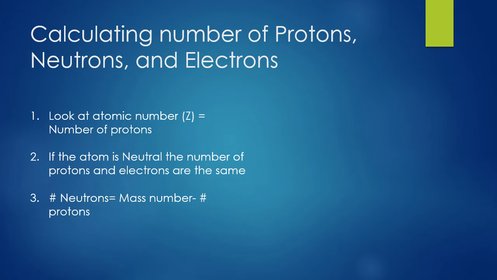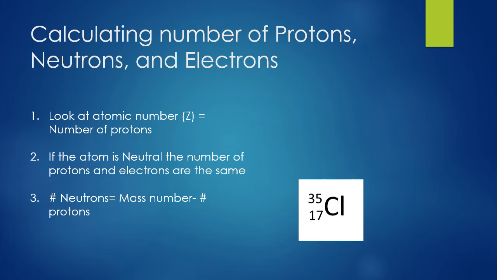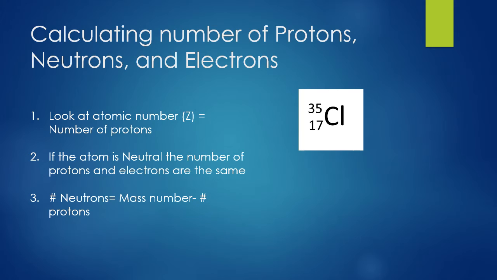So let's calculate the number of protons, neutrons, and electrons using some nuclide symbols. Here we have a nuclide symbol of chlorine. Remember, the number in the upper left-hand corner is the mass number of that particular isotope. This number 17 is the atomic number, or the number of protons, I should say. So using this nuclide symbol, 17 represents the number of protons. That makes that part easy.